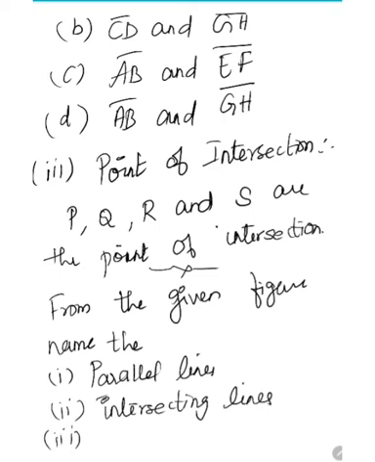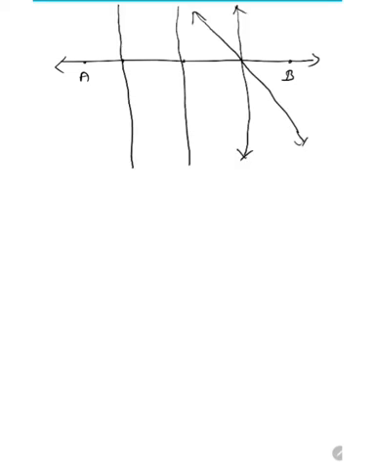Third one is points of intersection. The first question is parallel lines. Second one is intersecting lines. Third one is point of intersection. See, this is your line A, B. See, these are your lines.